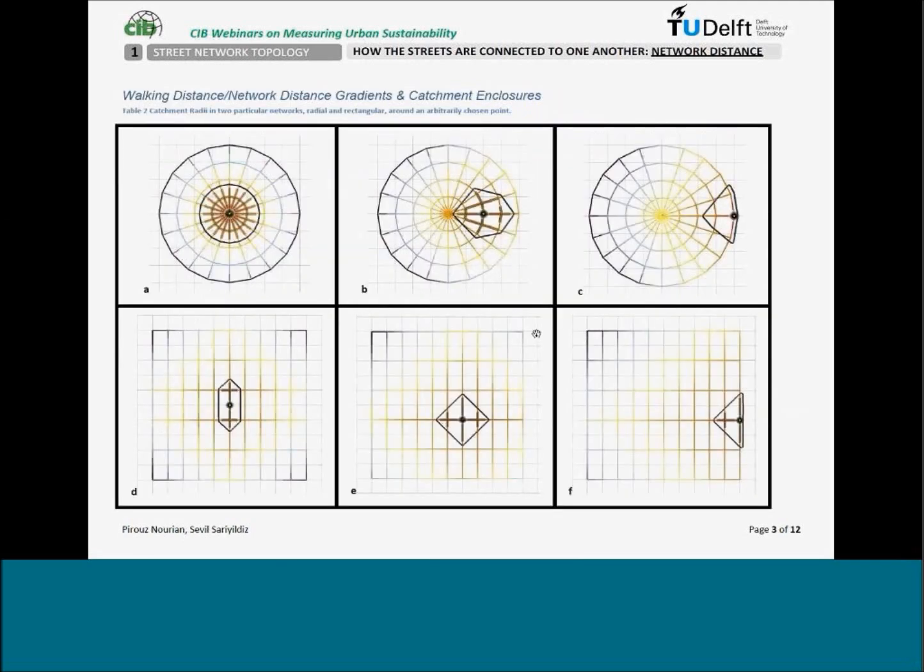Here in this page, you can see two different networks, rectangular and radial, and you can see catchment enclosures with the same radius in case of each network, one for the radial grid and the other for the rectangular grid, drawn from different centers. Notice that a catchment enclosure will only resemble a circle in case the origin is exactly located on the center of a radial grid, not otherwise. In general, the catchment enclosure can be intuitively perceived as the boundary which is delineating how far an agent could go if allowed to go in all possible directions for an equal range of distance.